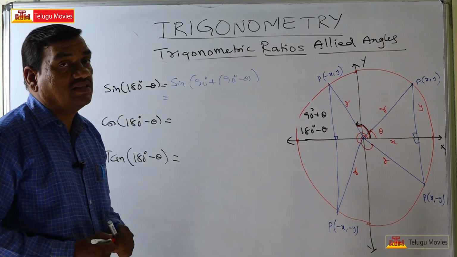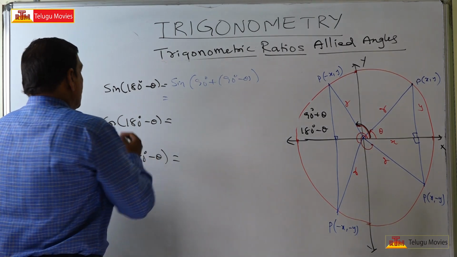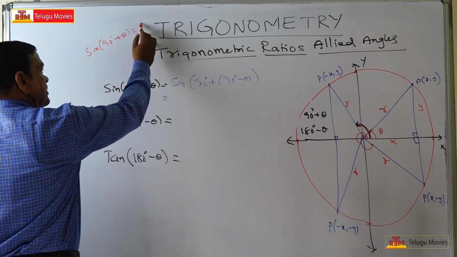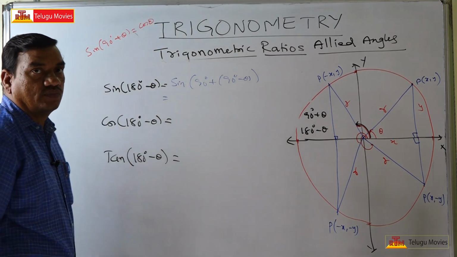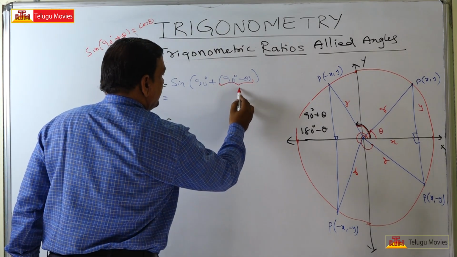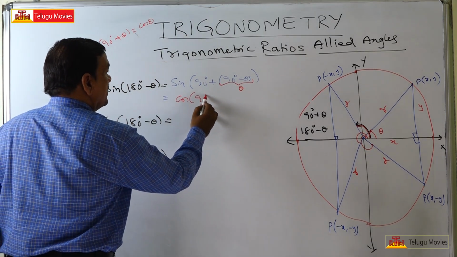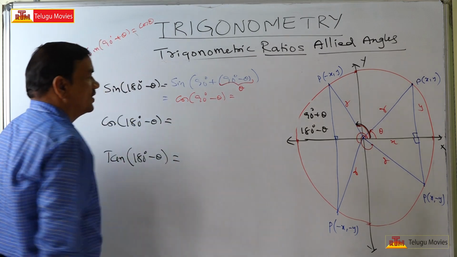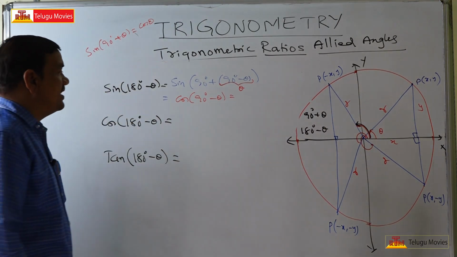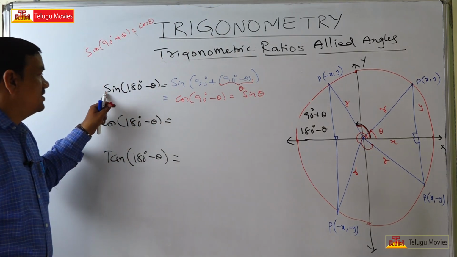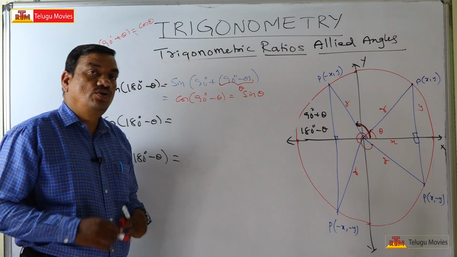Sine of 90 plus theta is equal to cos theta. I just explained that sine of 90 plus theta is equal to cos theta. So we treat this as a theta. So this is equal to cos of 90 minus theta. Again, cos of 90 minus theta, we just proved, is equal to sin theta. So on the whole, sine of 180 minus theta is equal to sin theta.